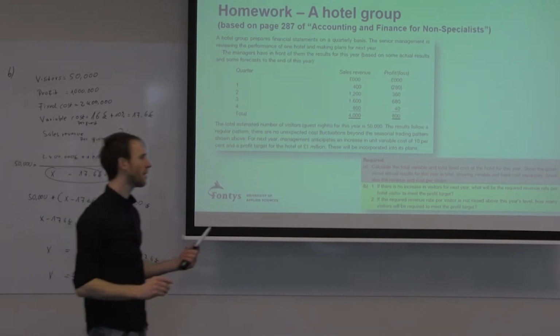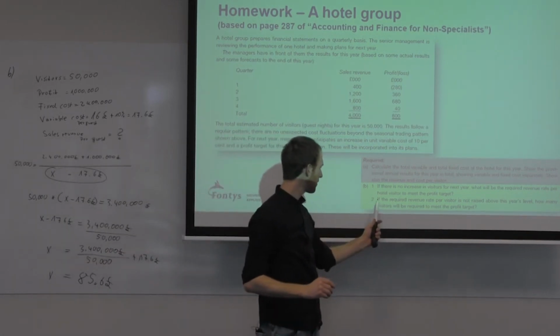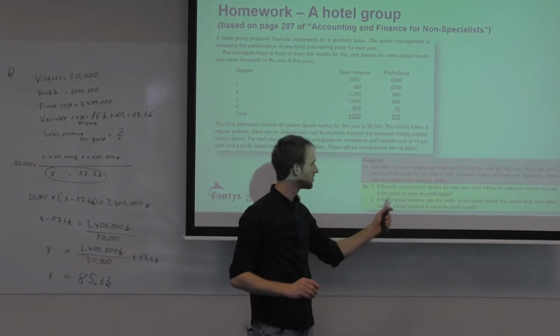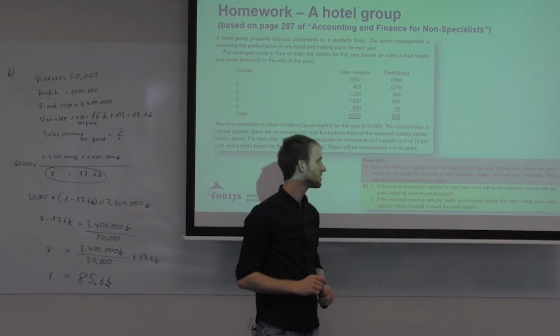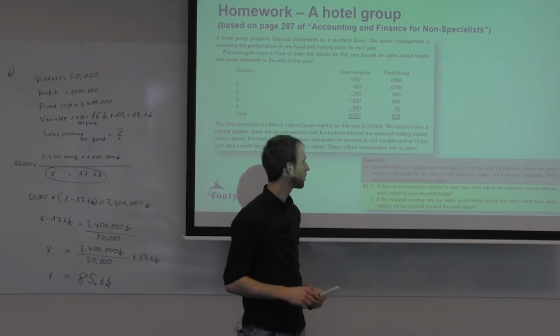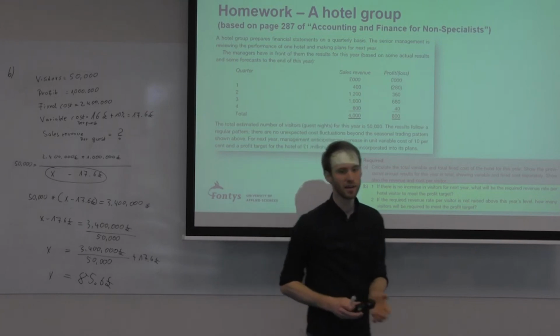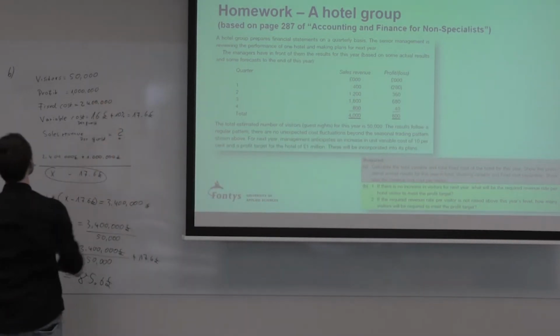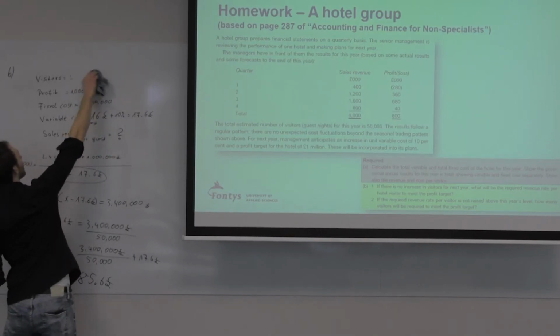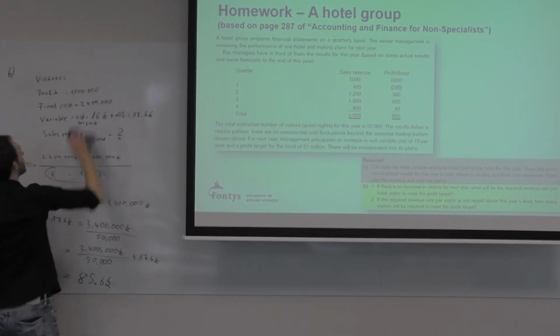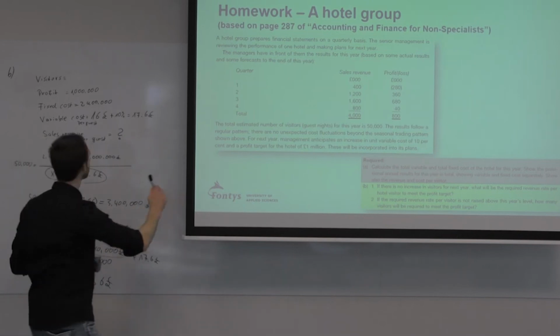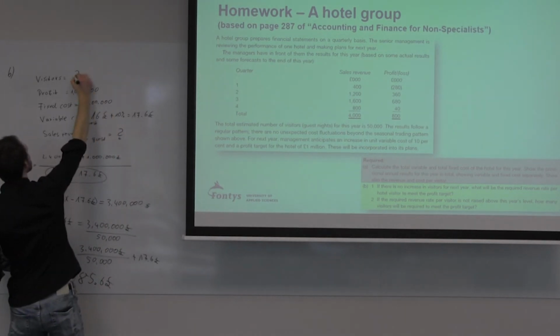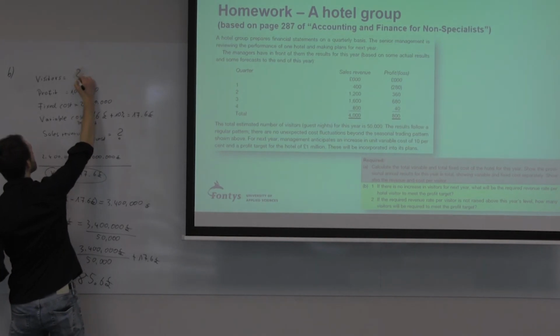And now, well, there's a different scenario. If the required revenue rate per visitor is not raised above this year's level, how many visitors will be required to meet the profit target? And now we actually have to look at different things here. Well, the visitors are not known because they actually want to find this out. So what is the amount of visitors if it's not raised? So basically this is now our question mark.